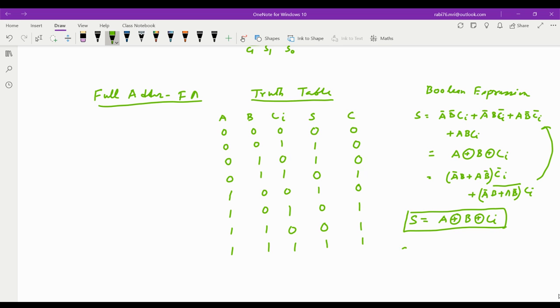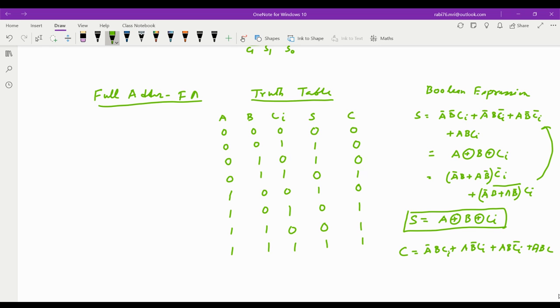Now for carry C, you know, four terms are there. 1, 2, 3, 4. Here also four terms are there. So carry will be A bar B Ci plus, two ones are there, right? And then A B bar Ci, right? Then A B Ci bar, and then the next term is A B Ci, right? These four terms are there.